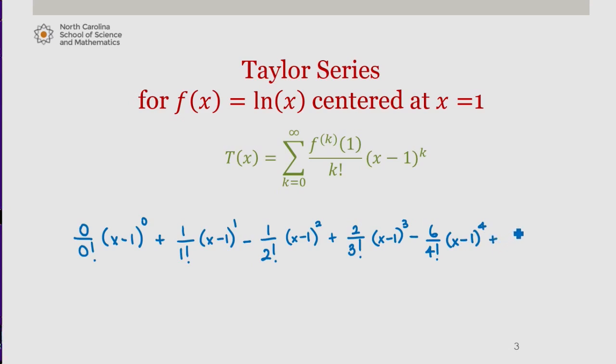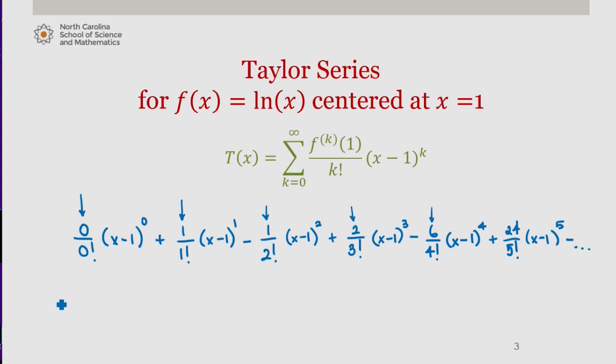plus 24 over 5 factorial times x minus 1 to the fifth, minus and so on. Of course, remembering that each of these coefficients, numerators, were generated in the slide before.